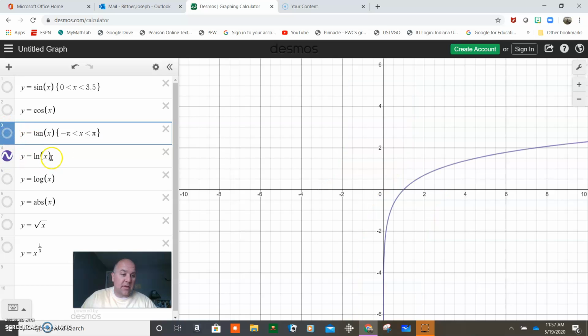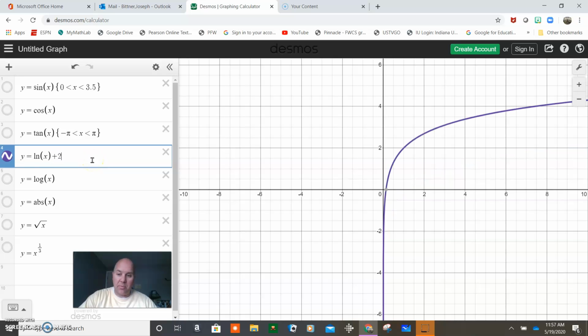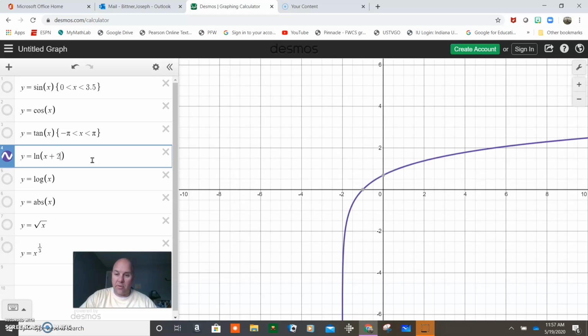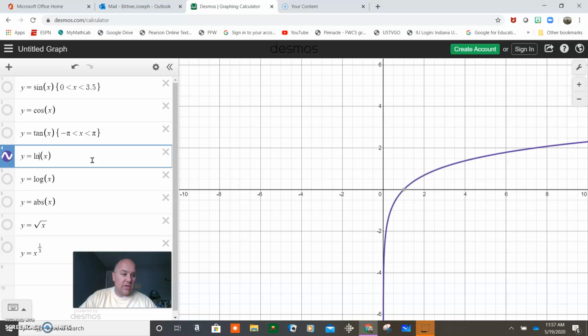Natural log of x: again, you can move it up and down by putting a number on the outside. You can move it left and right by putting a number on the inside. You can change how fast it increases or decreases by putting a number in the front. Just different methods there. Again, I think that would be pretty cool. That's just a log base 10.